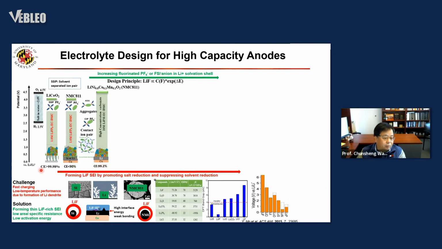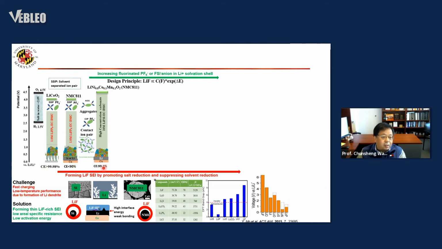But this is, compared to graphite, still too small. And then we think, is there any way we can further increase? Also, when you have a high concentration of salt, the cost increases, and viscosity is also high. We think we should reduce the salt concentration, and then we add what we call an anti-solvent, HFE.